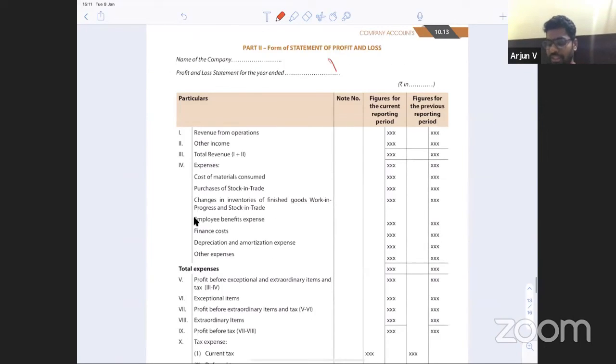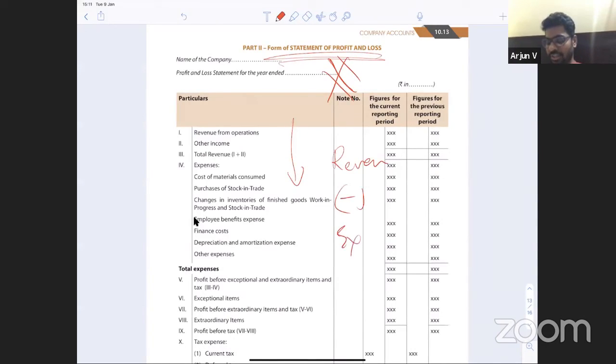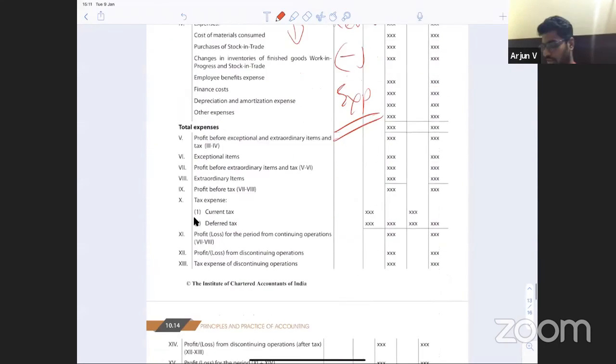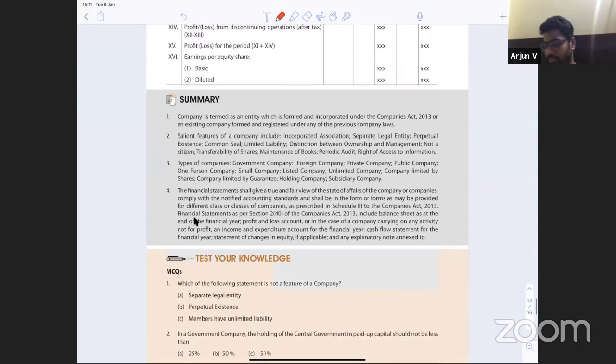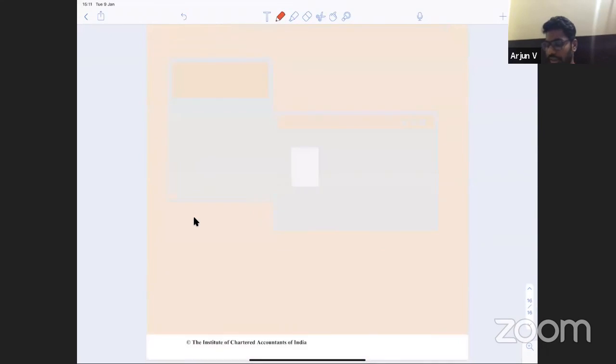And this is the format of profit and loss account. Again, vertical format, we write revenue first and then we reduce our expenses, right? Guys, that's all part of your chapter 1. Anyone, any doubt on chapter 1?